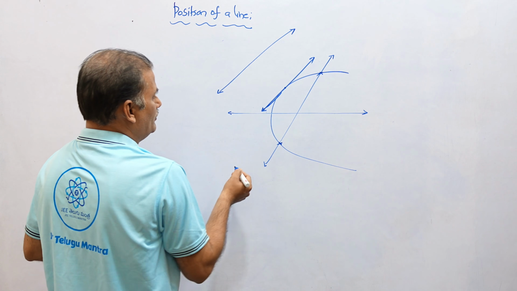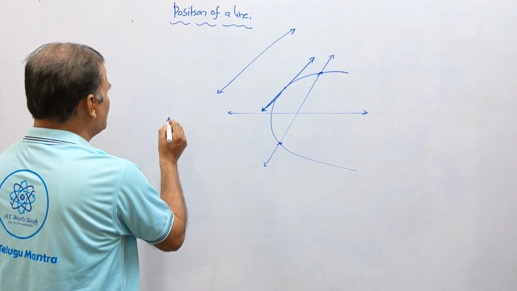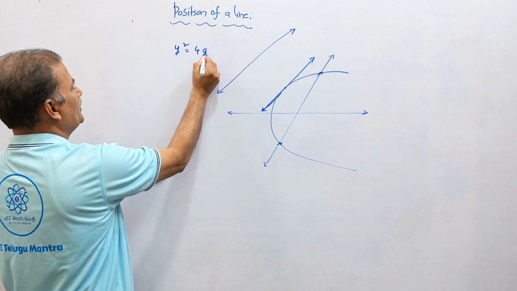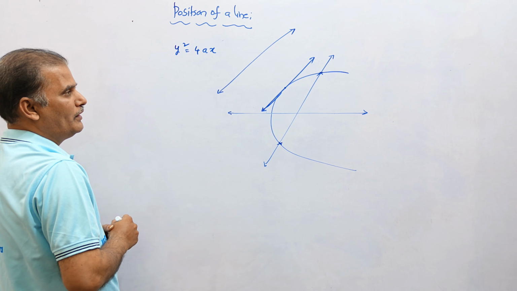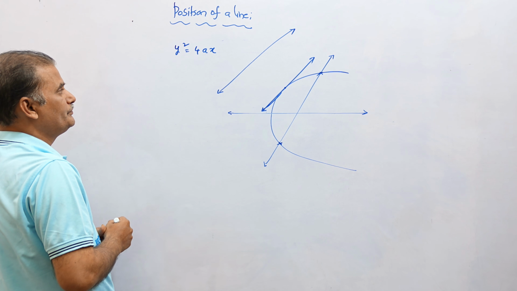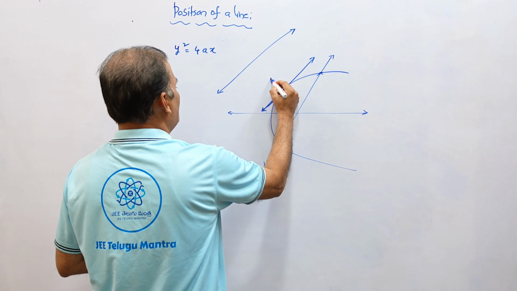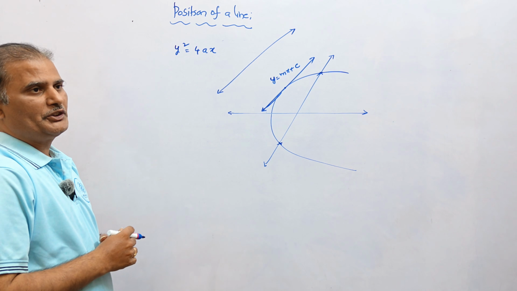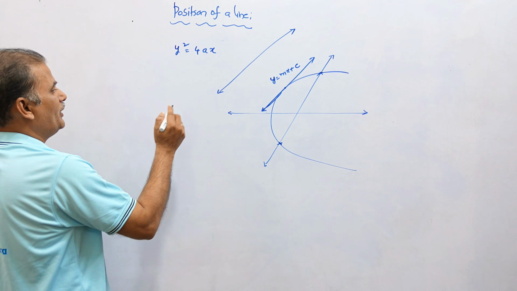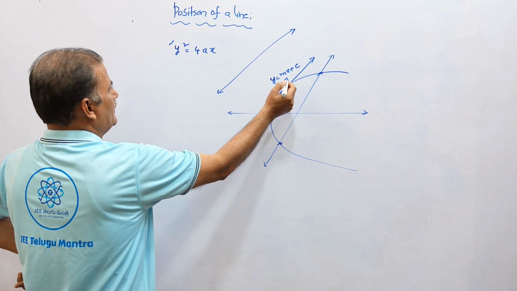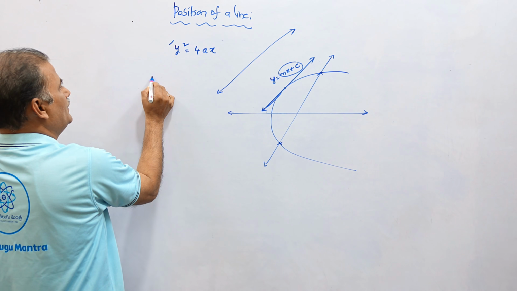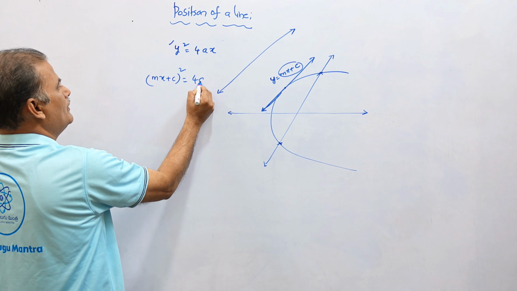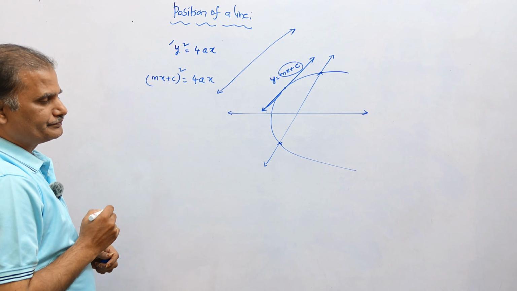Let us make it a problem like this. The general standard form of the parabola is y square is equal to 4ax. We know the line y is equal to mx plus c. I substitute mx plus c in the place of y. Here (mx plus c) whole square is equal to 4 into a into x.